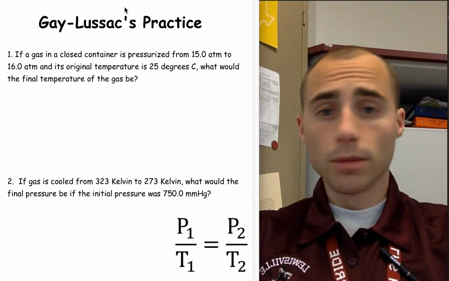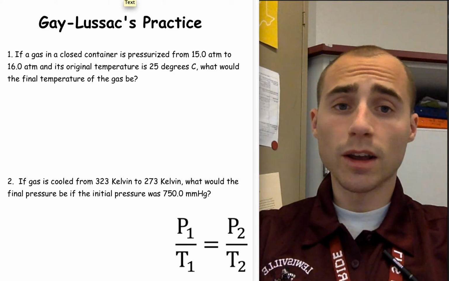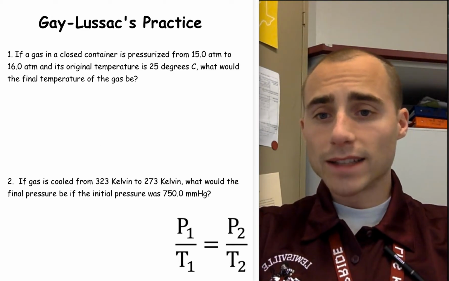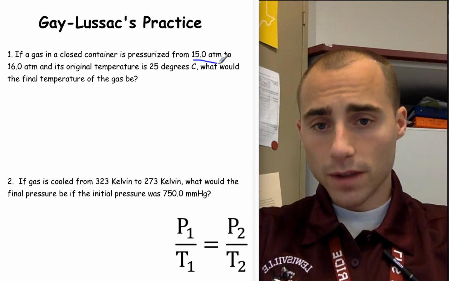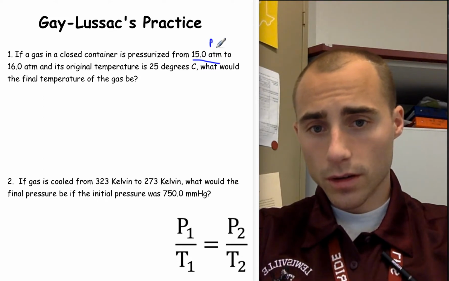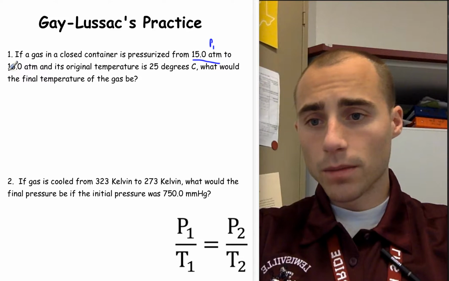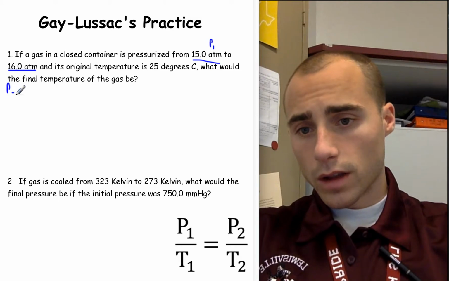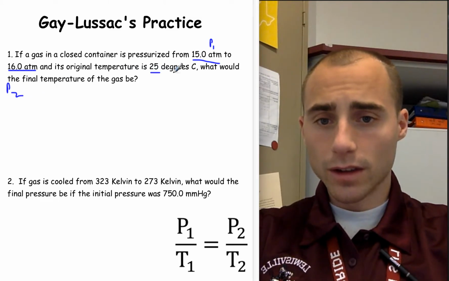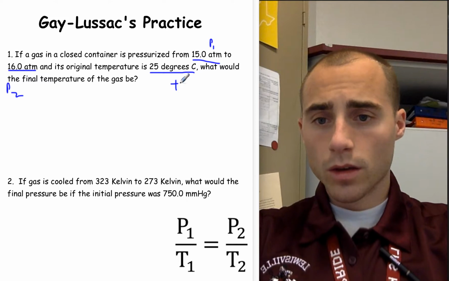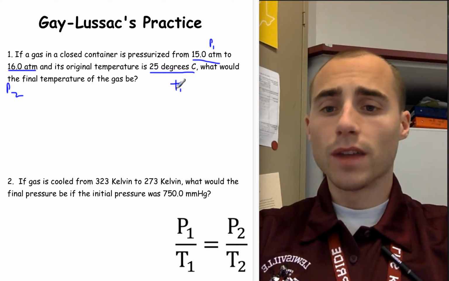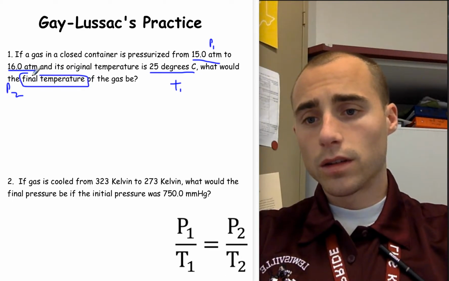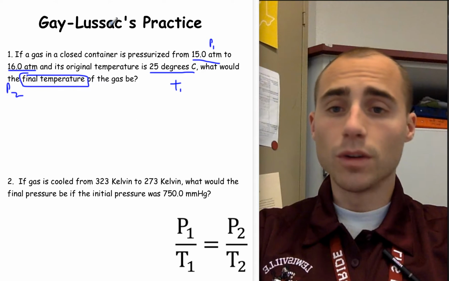Let's work through some of these problems and see how well you do. You should work these out first, then come back and check your work on the video. So if gas in a closed container is pressurized from 15 atm, so that's going to be pressure 1, to 16 atm, so it's increasing in pressure, so that's going to be pressure 2, and the original temperature is 25 degrees Celsius, so that's temperature 1, what would the final temperature of the gas be? So we are going to solve for temperature. We're going to solve for T2. We don't know what T2 is.